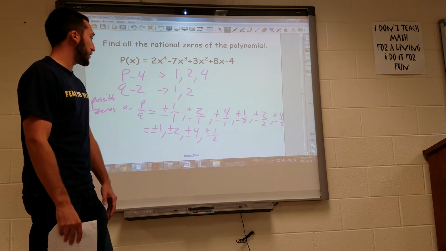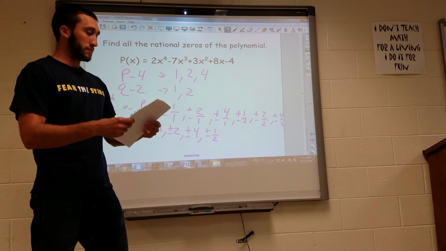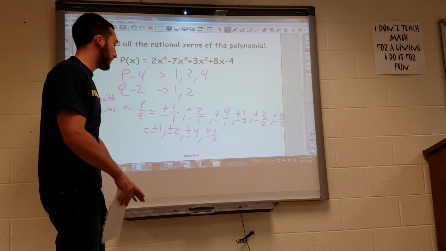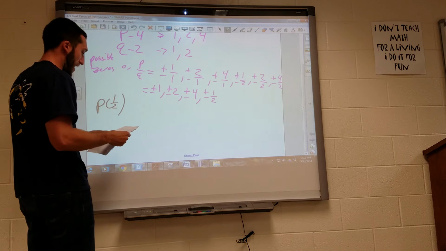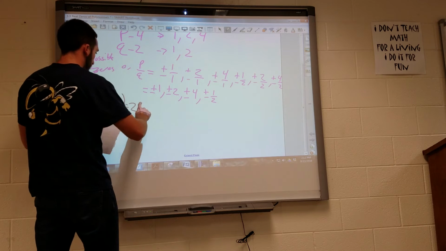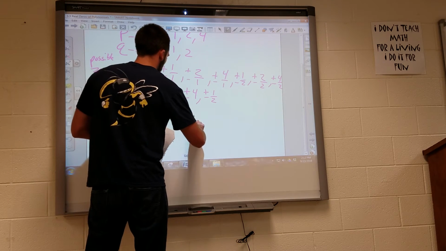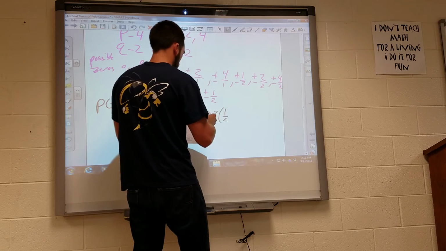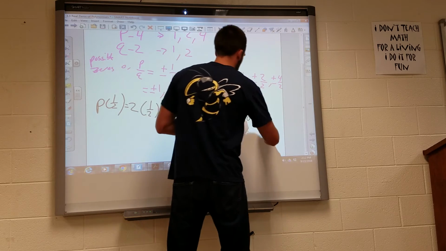So now, just like in the last one, I'm going to go through and start plugging in until I get a 0 for my polynomial. So the first one I'm going to start with is the smallest zero, so positive 1/2. So p of 1/2, I'm plugging the 1/2 in. That gives me 2 times 1/2 to the 4th, minus 7 times 1/2 to the 3rd, plus 3 times 1/2 squared, plus 8 times 1/2 minus 4.